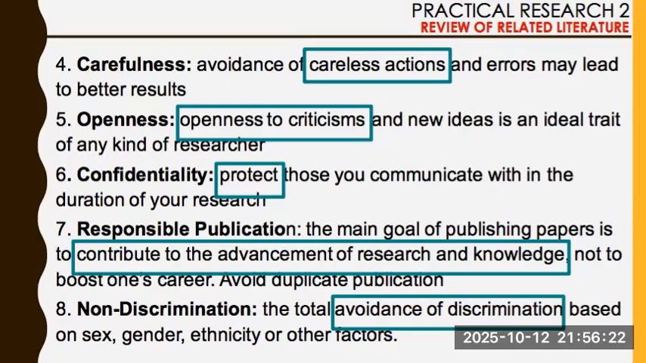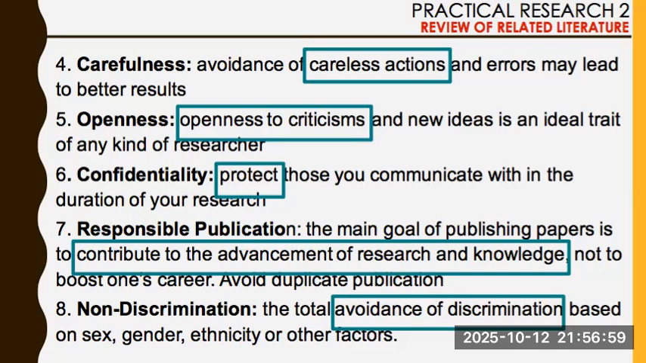The fifth one is openness. Openness means we try to be open to new ideas. We try to be open to criticism and corrections. Openness matters because it fosters collaboration. It allows peers to critique your draft as researchers, and you consider their feedback. So we try to be open to new ideas.